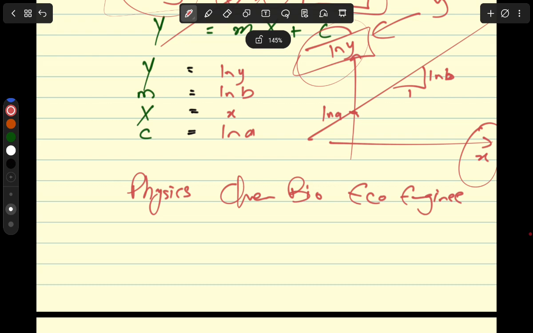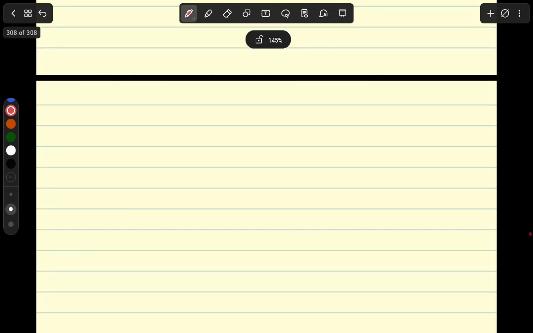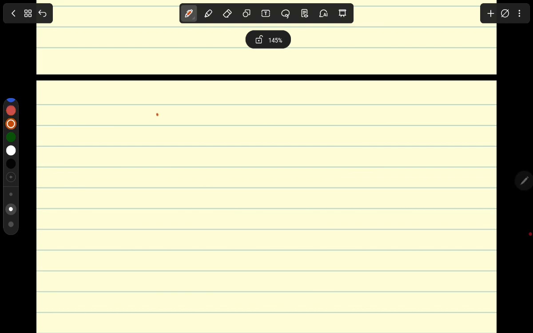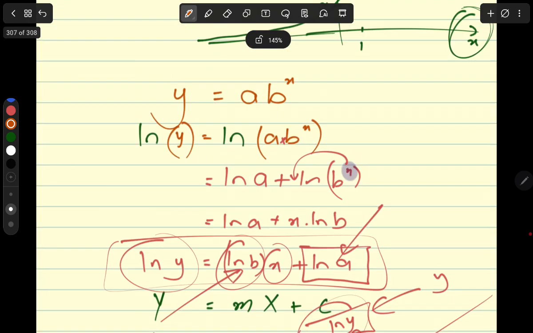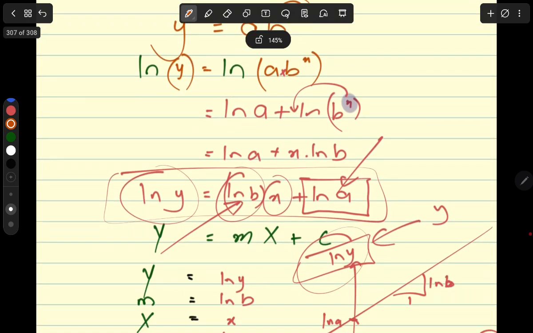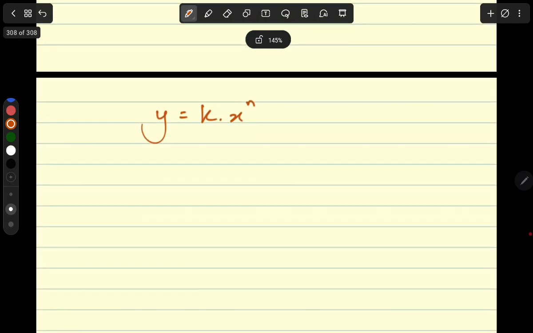Now, Cambridge doesn't always use y equals a times b to the power x. Sometimes you'll also see y equals k multiplied by x to the power n. Previously, x was in the power. Now, x is in the base and a constant n is in the power of the variable, and another constant is getting multiplied. Now do the same thing.